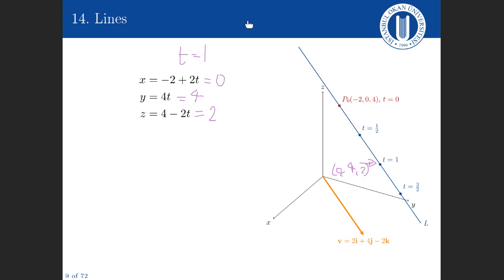And so on. T is a half, we get here. T is 3 over 2, T is 2, etc., moving along the line. Using negative numbers, we can move along the line in the other direction. T is minus a half would give us a point roughly here. T is minus 1 would be roughly here, and so on.